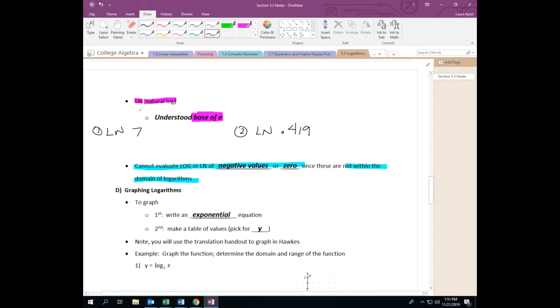For natural log, we use ln instead. Same rule applies for negatives and 0. You still can't do it there. ln 7 is 1.9459. And ln of 0.419 is negative 0.8699. So those are a piece of cake because you're pushing buttons on the calculator.